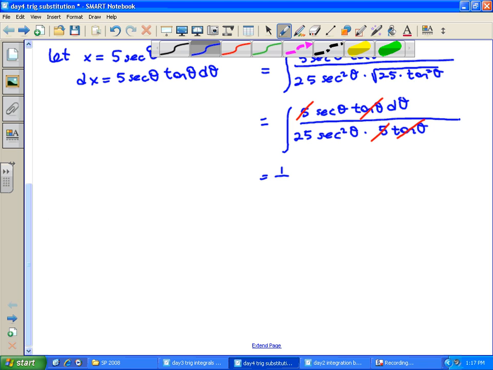1 over 25 times the integral of secant over secant square. And even that can be simplified, right? How can I write that one? Precisely, 1 over secant theta d theta. So we get to this point where we end up with a simple looking trigonometric integral. Do you see why this section follows the last section? Because once you've done all the simplifications, you will always end up with a trigonometric integral in this last step.